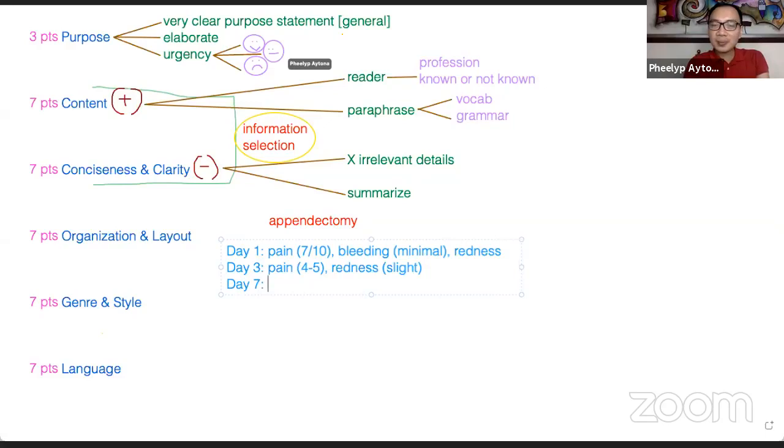Day 7. It's been a week since the operation. Is it still normal for there to be pain? No. I see a no, I see a yes, I see slight. Maybe slight. Sige, lagyan natin. Okay, 1, 2. Redness, yes or no? Parang wala na dapat, diba? Parang no, ideally.